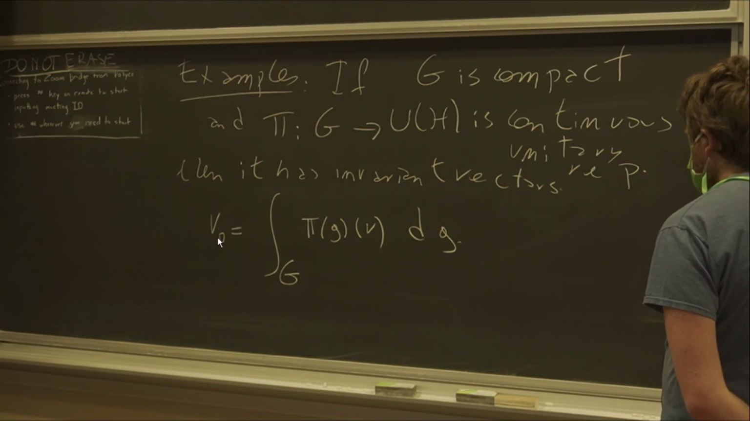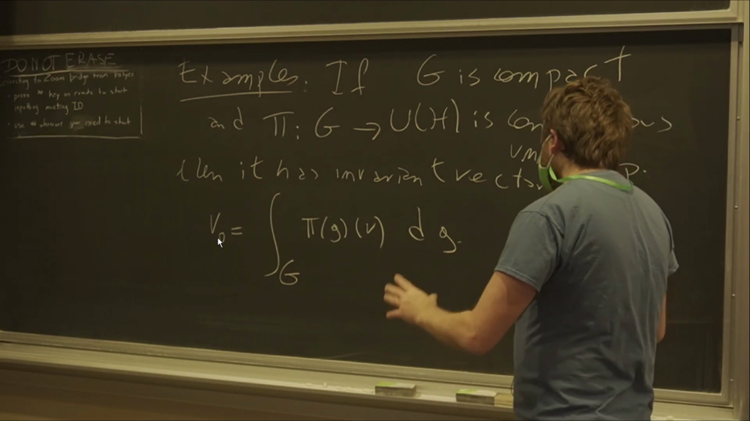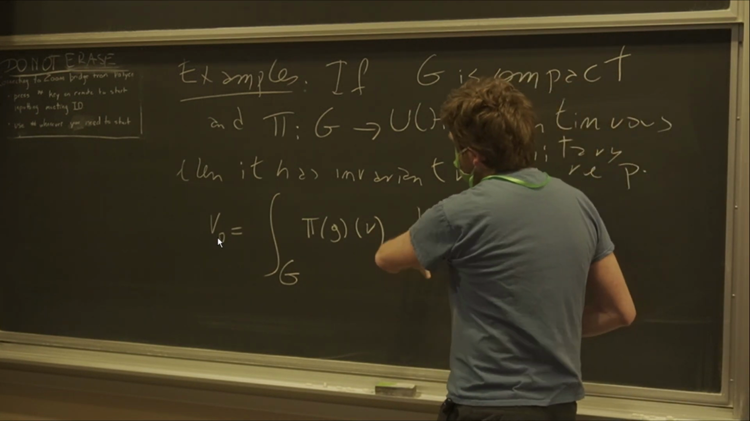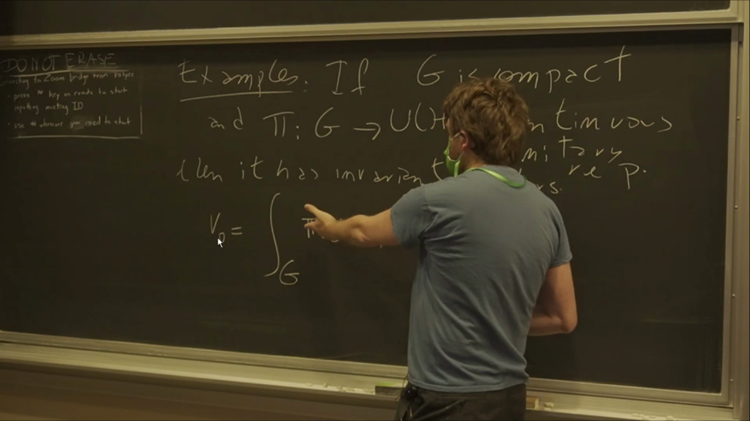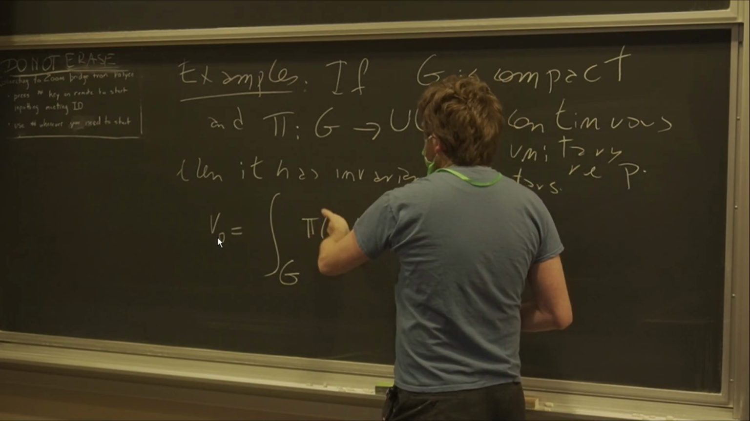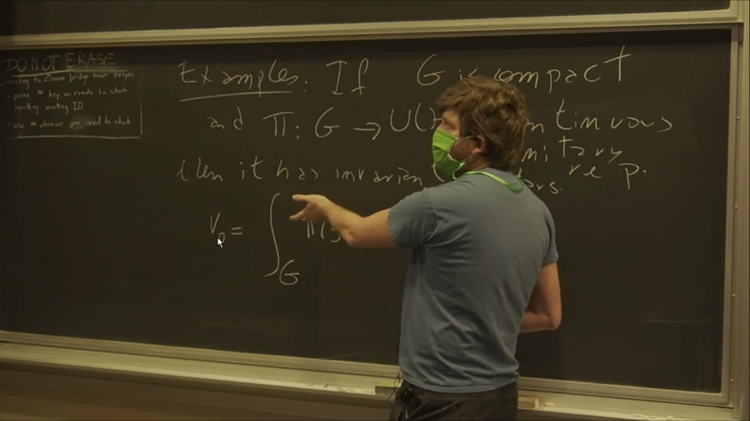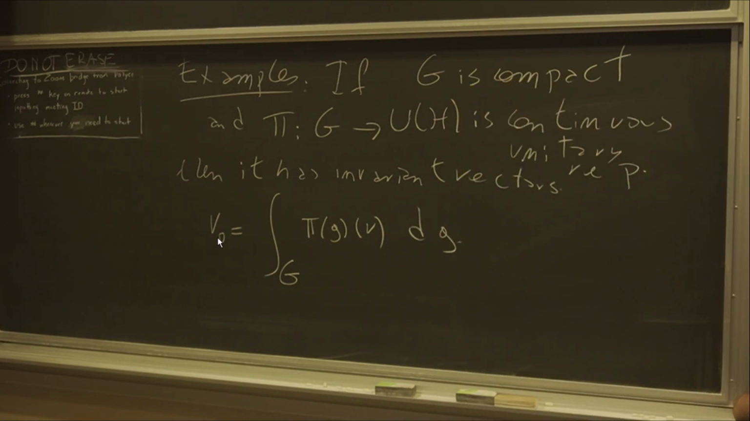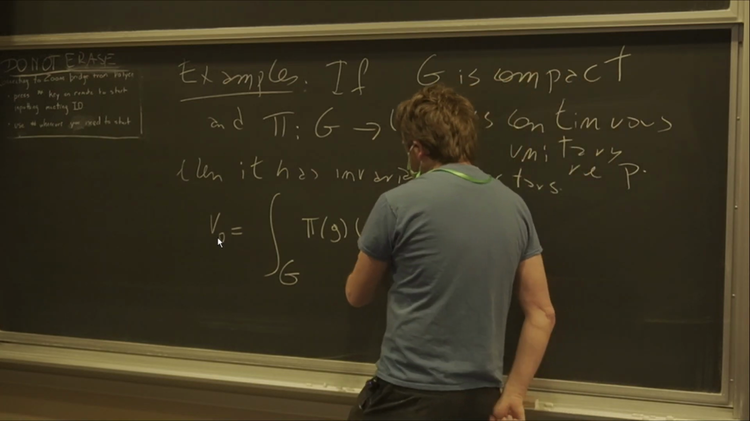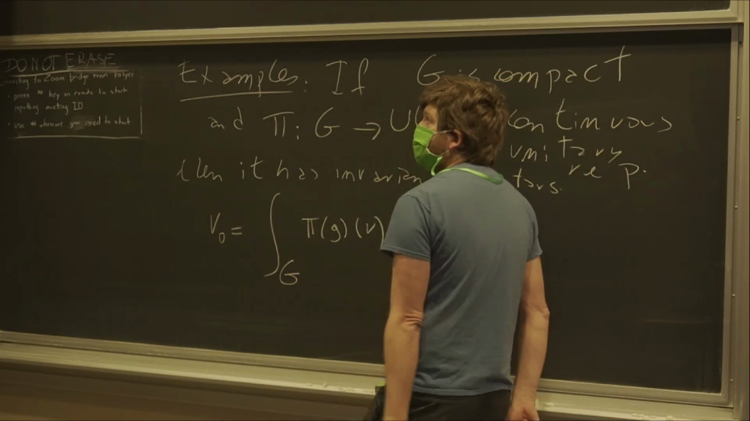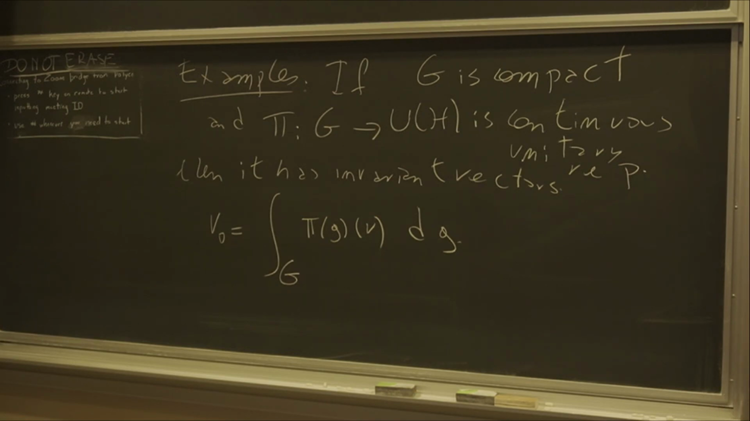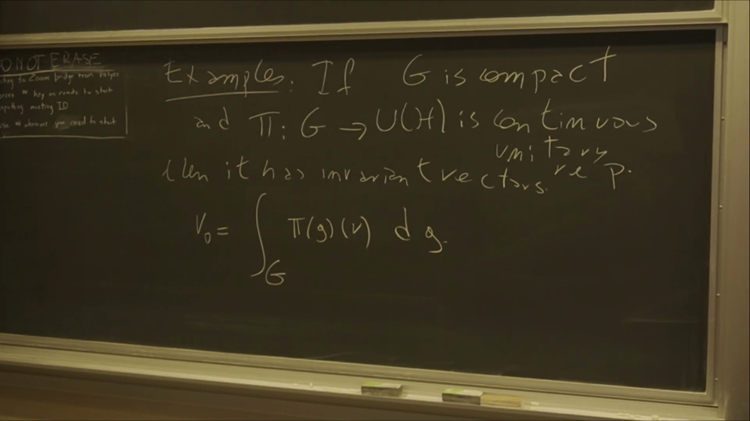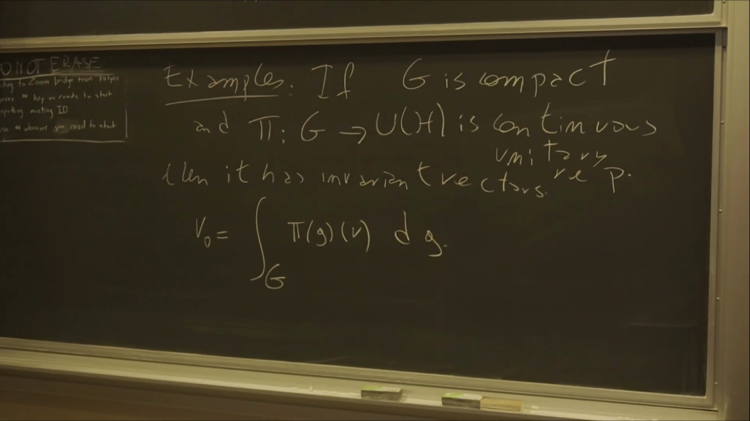So that's one example. Again, the non-triviality here is, on one hand, making sense of this integral, because this is taking values in H, so one has to make sense of the integral of H-valued functions. On the other hand, you have to argue why for some v this will be non-zero. Okay, that requires some argument, but it is really not too hard.